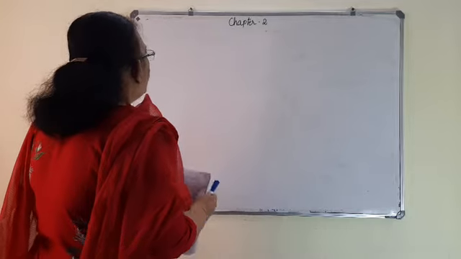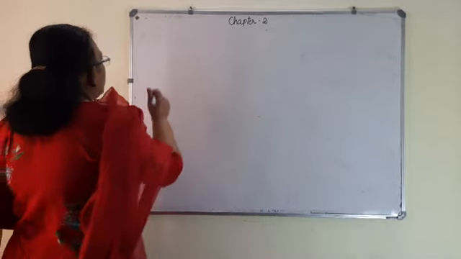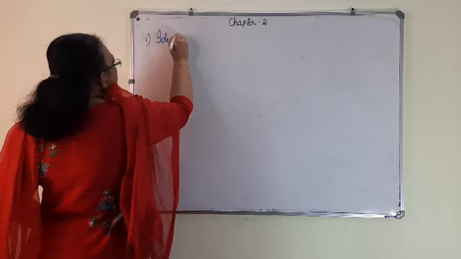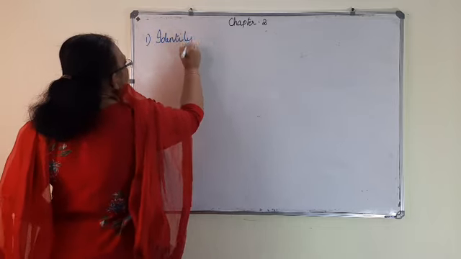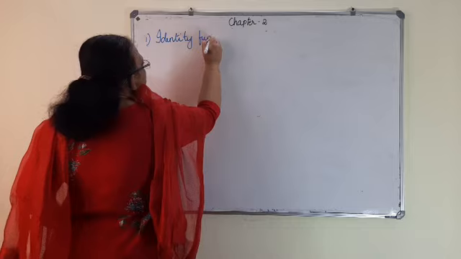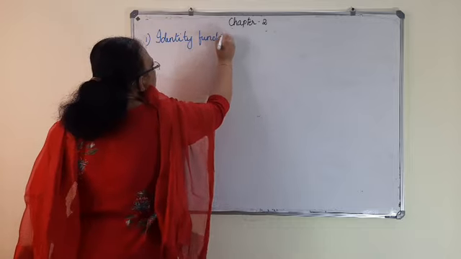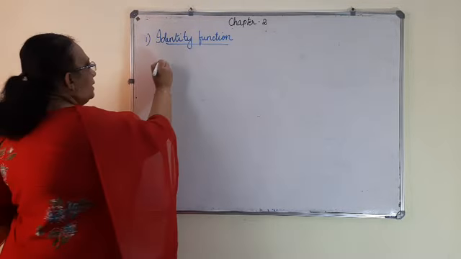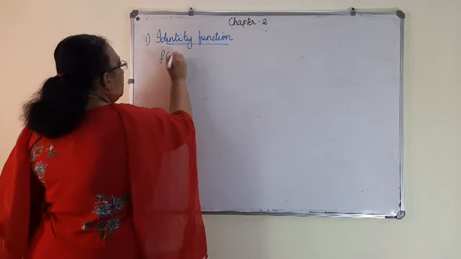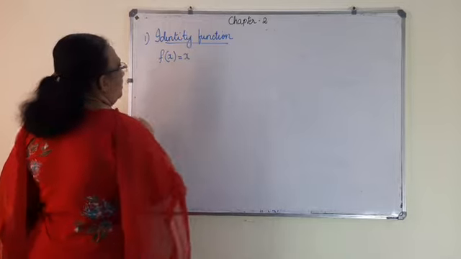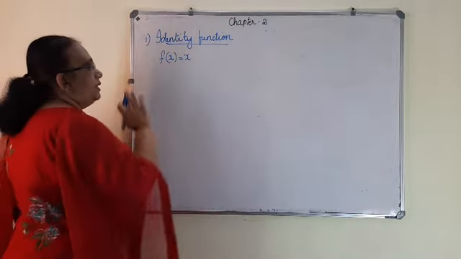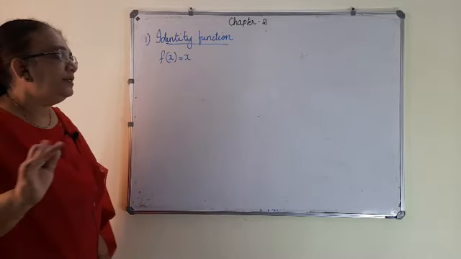Of some peculiar type of functions. First one is called the identity function. What do you mean by an identity function? An identity function means it is of the form f of x is equal to x. The form of the function is f of x is equal to x. It is called an identity function.